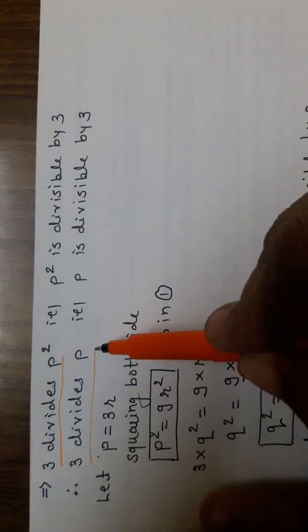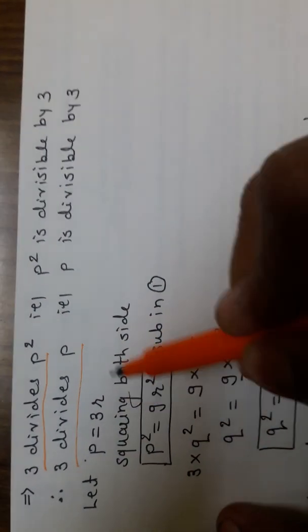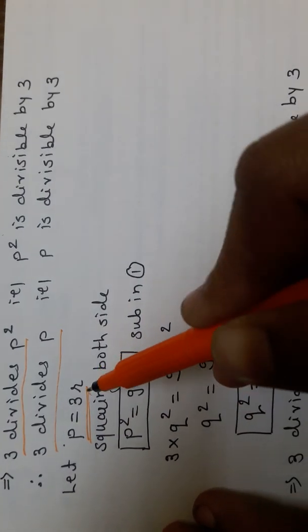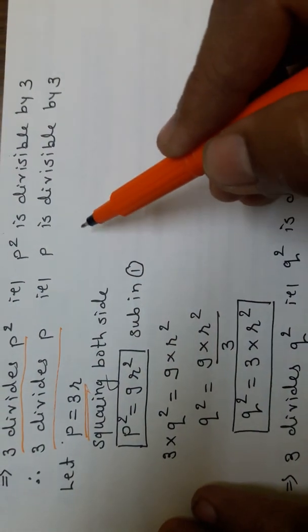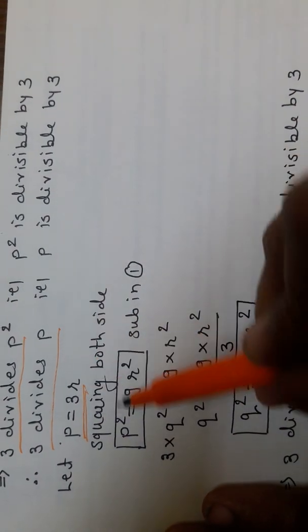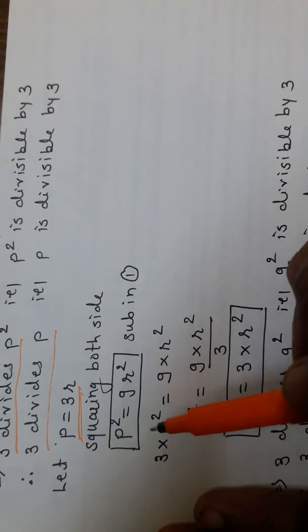Therefore, 3 divides p. Now, since root 3 is here, we take p equal to 3r. If we had to show that root 7 is irrational, then we would take p equal to 7r. Squaring both sides, p square is equal to 9r square.